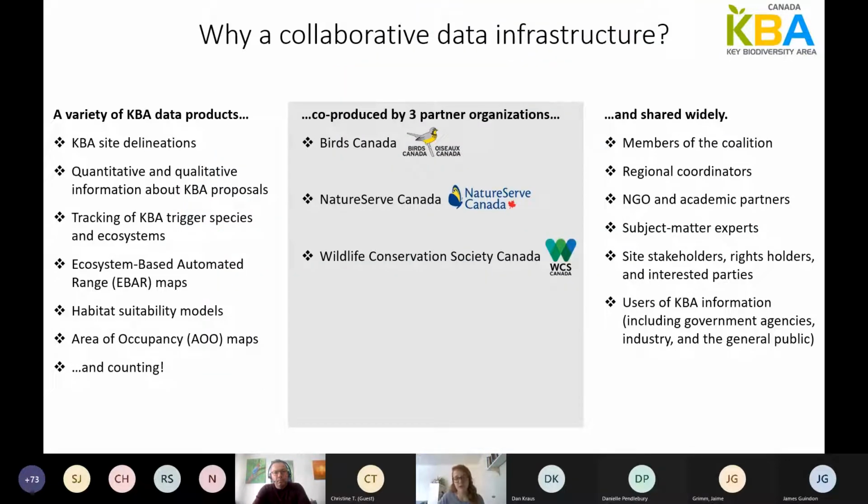So why a collaborative data infrastructure? Well, the Canada KBA Coalition produces a variety of data products ranging from the site delineations of the KBAs, including also the information that accompanies KBA proposals. We also track KBA trigger species and ecosystems. And Christine and Juan will also present some other products that they're creating, namely ecosystem-based automated range maps, or EBAR maps, and habitat suitability models. And of course, more products are being added to this list as the coalition grows.